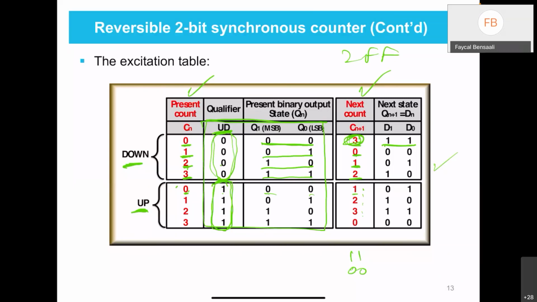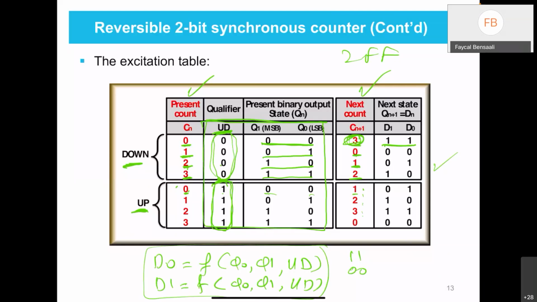Next step is to get D0 and D1. So now we will get D0 as a function of Q0, Q1, and UD, because we have UD here. D1 is a function of Q0, Q1, and UD. This is what I need to get next.